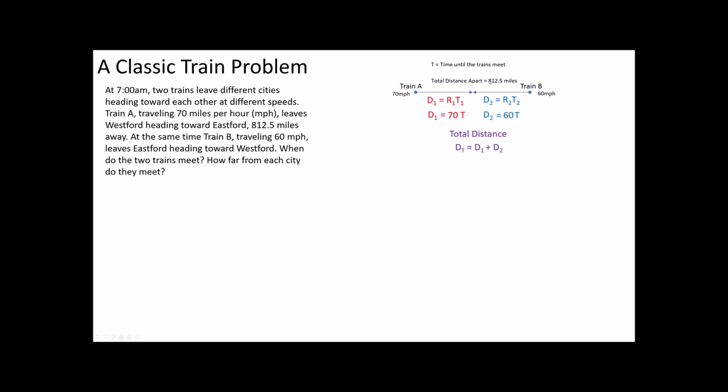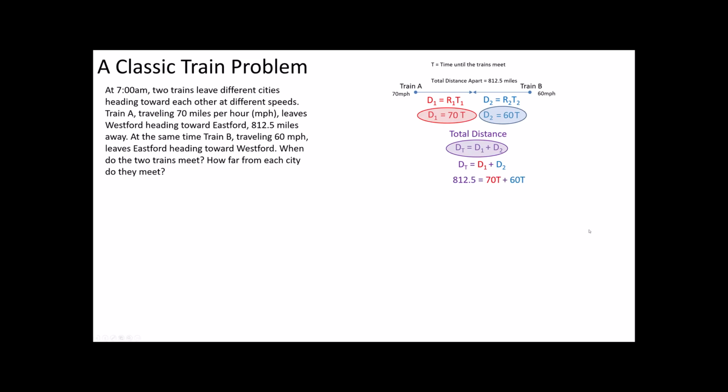So if they're going to cross 812.5 miles, whatever train A does, combined with whatever train B does, will have to add to that amount. We talked about this at length in the last video. If you're unsure, make sure you go back and check that out. I now have three equations. Let's start filling things in.